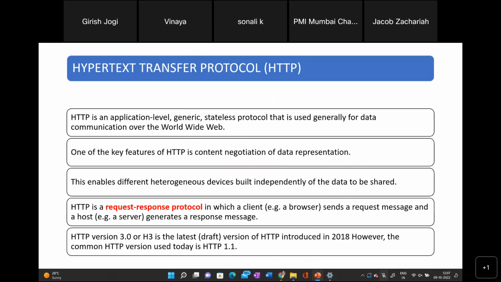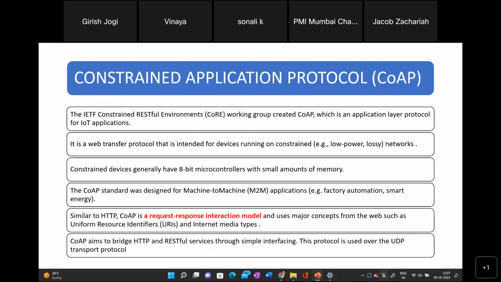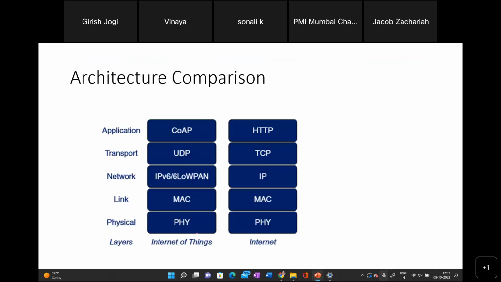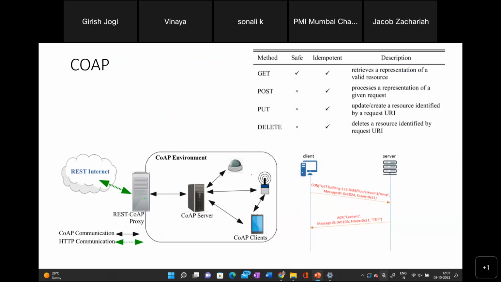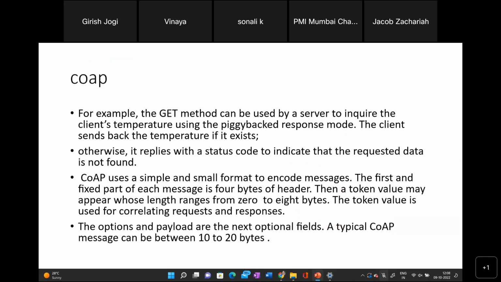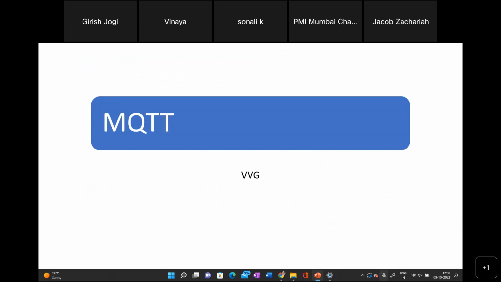HTTP, again, is a request-response protocol. The Constrained Application Protocol depends on HTTP, while if you compare the internet with Internet of Things based applications, CoAP replaces HTTP, TCP is replaced by UDP if security is not your concern, IP is replaced by 6LoWPAN or IPv6, and the MAC and physical layer may remain as they are. The Constrained Application Protocol, similar to HTTP, uses GET, POST, PUT or DELETE and is of many types. Those interested can connect to me if you want to know more about it.